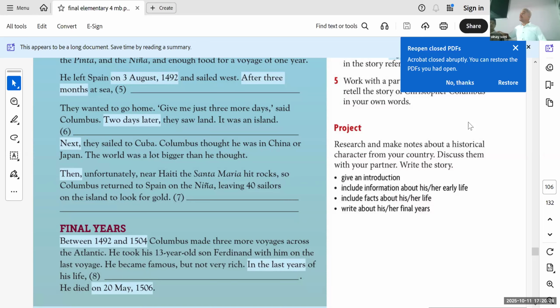All right. In the last years of his life, he had arthritis, right? And he could not leave his bed. He was bedridden. He could not leave his bed. He was so sick he could not leave his bed.